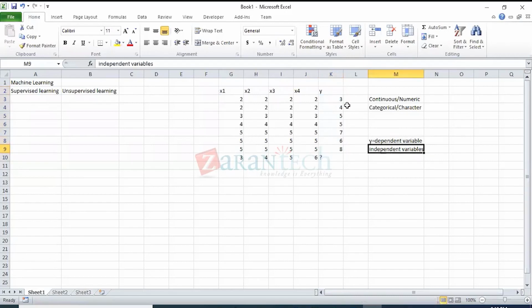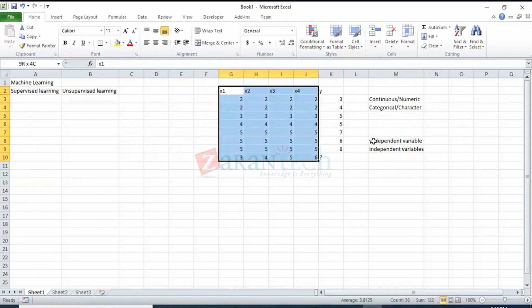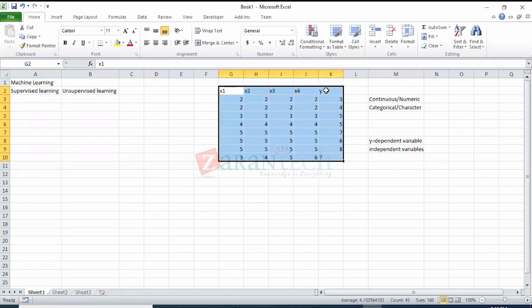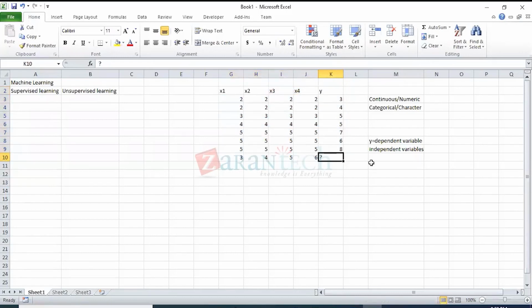Why do we call it a dependent variable? Because we are trying to predict the value of y based on these variables. These are not dependent on any other variable, but my y is dependent on these variables. That is why I call the y variable the dependent variable, and the rest are independent variables. Whatever variable you want to predict becomes your dependent variable. So in this data set, I need to predict the value of y, so y becomes the dependent variable and the rest become independent variables.